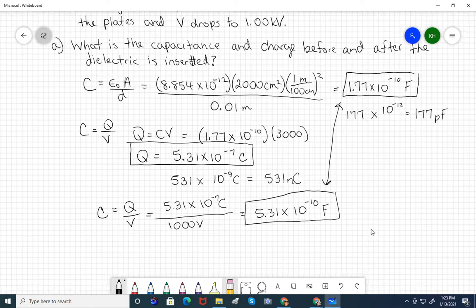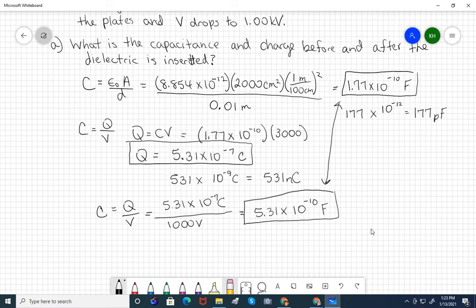So the charge is the same before and after. As far as the charge after, it is still the original 5.31 times 10 to the negative 7 coulombs. So we had no change in charge, but when we put that dielectric in, that potential difference dropped from 3,000 to 1,000, effectively increasing capacitance by a factor of 3.